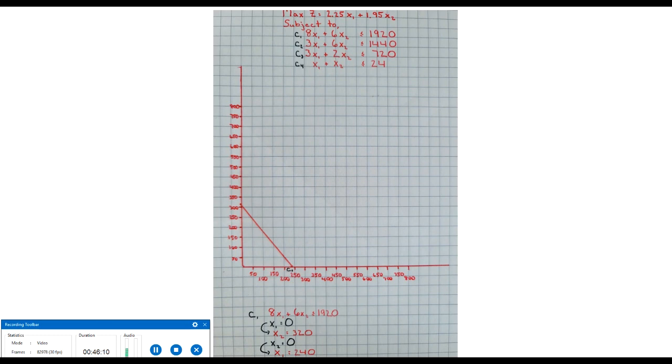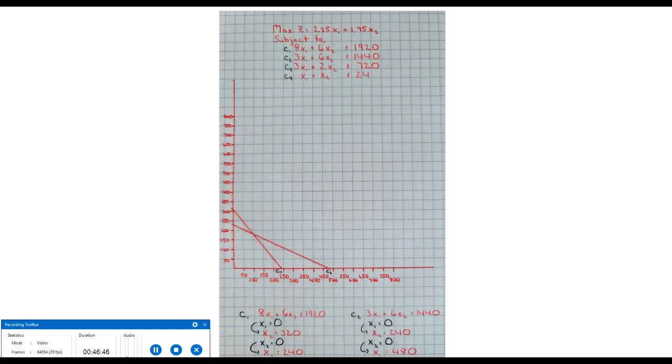Constraint line number 1 is the line that represents all choices where our supply of cabbage is being fully used. Any choice on that line will be using all of the cabbage available to us. It will use all 1,920 ounces of cabbage. We then repeat this step a second time for C2.